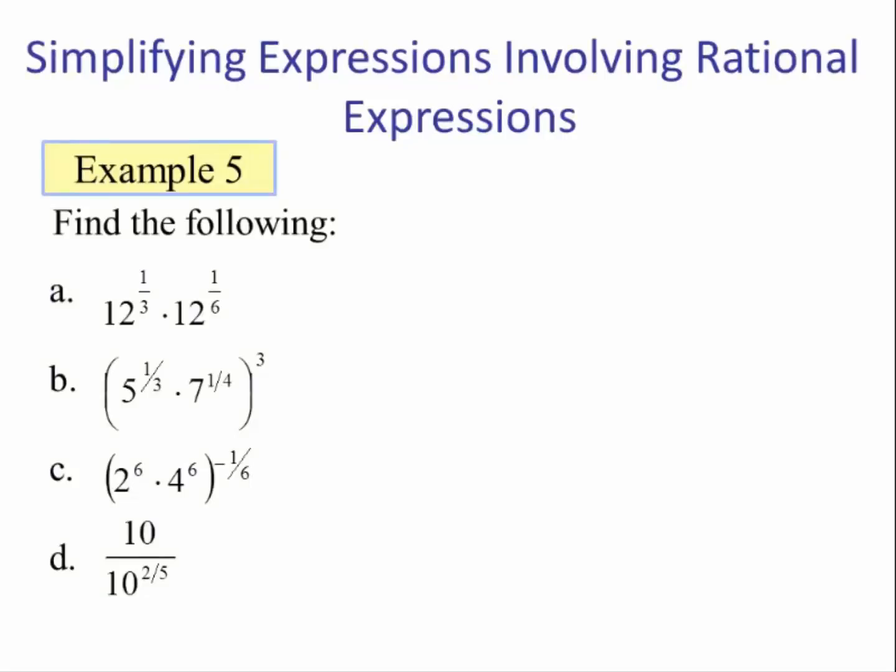A is 12 to the 1/3 power times 12 to the 1/6 power. B is the quantity 5 to the 1/3 times 7 to the 1/4, and that's being cubed. C is the product of 2 to the 6 times 4 to the 6, raised to the negative 1/6 power, and D is 10 divided by 10 raised to the 2/5 power.